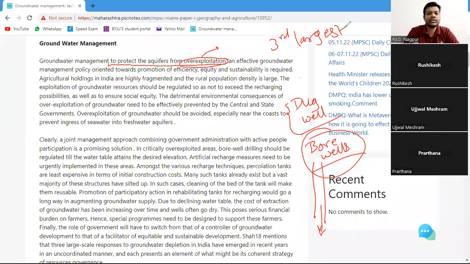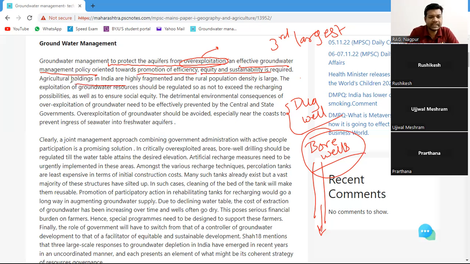Now, to overcome this problem, we have to go for an effective groundwater management policy. We have to manage the groundwater in such a way that more and more groundwater is sustained and remains where it is, not getting extensively used, oriented towards promotion of efficiency, equity and sustainability, which is required.